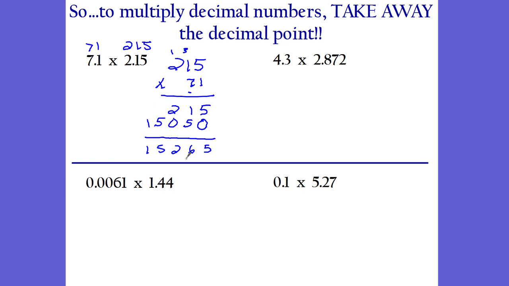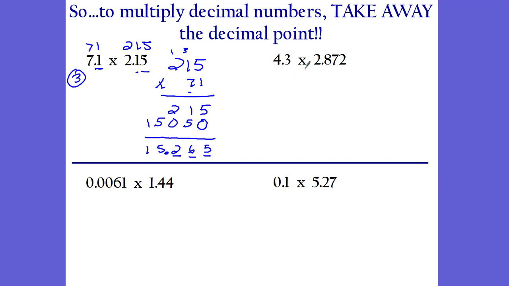All right, so now we have our answer. It's time to go and place our decimal points. So we have 1 decimal place value, 2, and 3. So we need a total of 3 decimal place values. So I'm going to come down to my answer here. There's 1, 2, 3. So my decimal will go between the 5 and the 2. So 7 and 1/10 times 2 and 15 hundredths equals 15 and 265 thousandths.